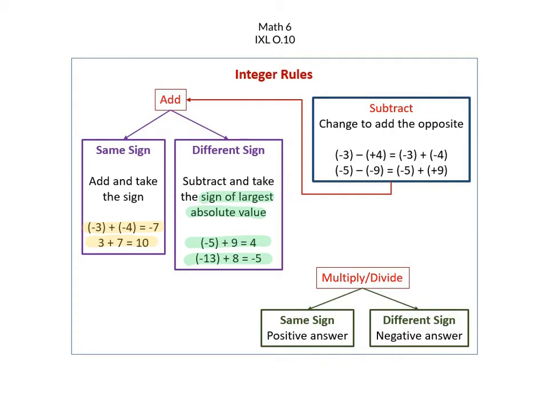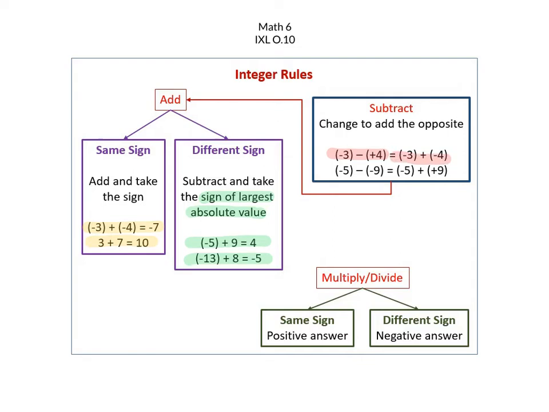If you have a negative minus a positive, you can change the signs to make it addition. So if you're subtracting, then I can say it's actually a -3 plus a -4.